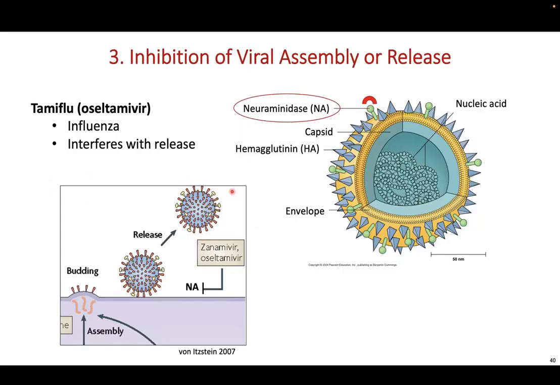And then the last class of antiviral drug is the one that inhibits viral assembly and release. An example of this is Tamiflu. We use it mostly in influenza, and it interferes with the release. After assembly, you still have the budding and everything present, but Tamiflu will prevent the escape, or the release, of the virus from the host.